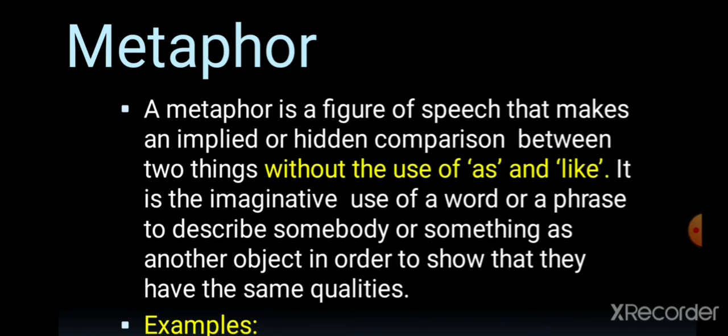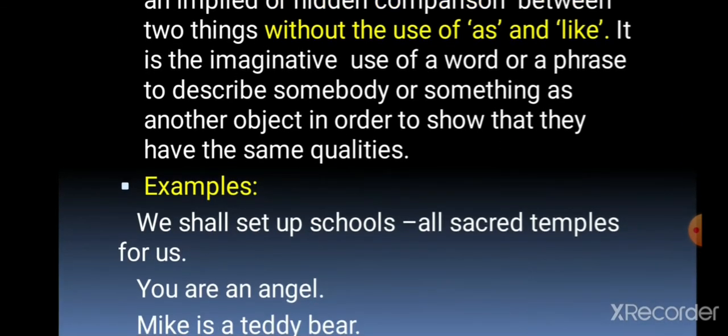Okay students, and it's an imaginative use of a word or a phrase to describe somebody or something as another object. और वी कैन से स्टूडेंट्स कि एक मेटाफर में क्या होता? वन थिंग इज़ अनदर, कि एक चीज़ को हम दूसरे के जैसा बोलते हैं. Okay, one thing is another thing we can say. So let's start with the examples.